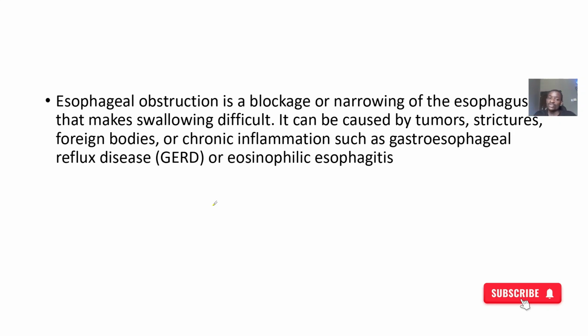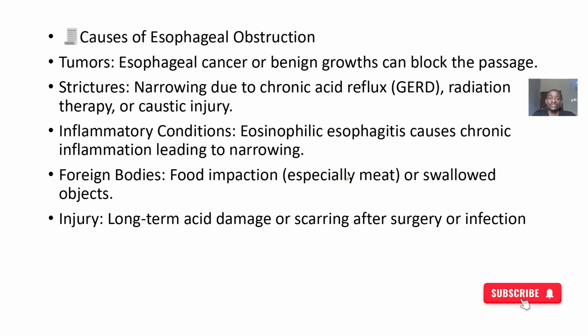You understand? Sometimes it's foreign body aspiration, sometimes it's chronic inflammation, such as gastroesophageal reflux disease and eosinophilic esophagitis. So causes of esophageal obstruction, just like we listed: tumors, strictures, inflammatory conditions. Inflammation so much that it's actually leading to narrowing. Foreign body impaction. Sometimes you take in things that the walls of the esophagus are not large and flexible enough to pass, so it blocks.